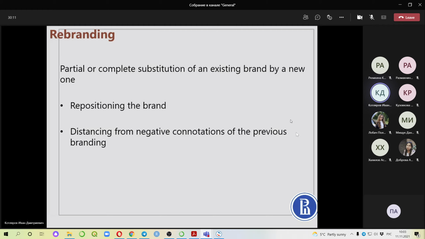After this repositioning, BMW became a very popular and, I would say, one of the top car brands on the market. One good example would be, maybe ladies from our course can remember it, Cosmopolitan. Do you know this magazine, guys? Cosmopolitan.